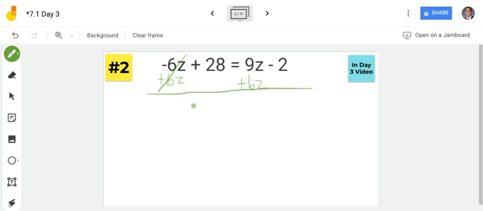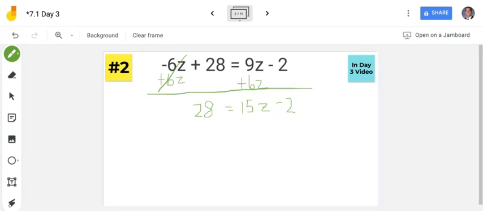So I'm only left with 28 on the left side. Bring the equal sign straight down. And this is what I was talking about. The z term is now positive, right? 9z plus 6z, that's 15z minus 2. Okay, now I have my variable on one side. That's the whole goal of step 3. Get that variable on one side.